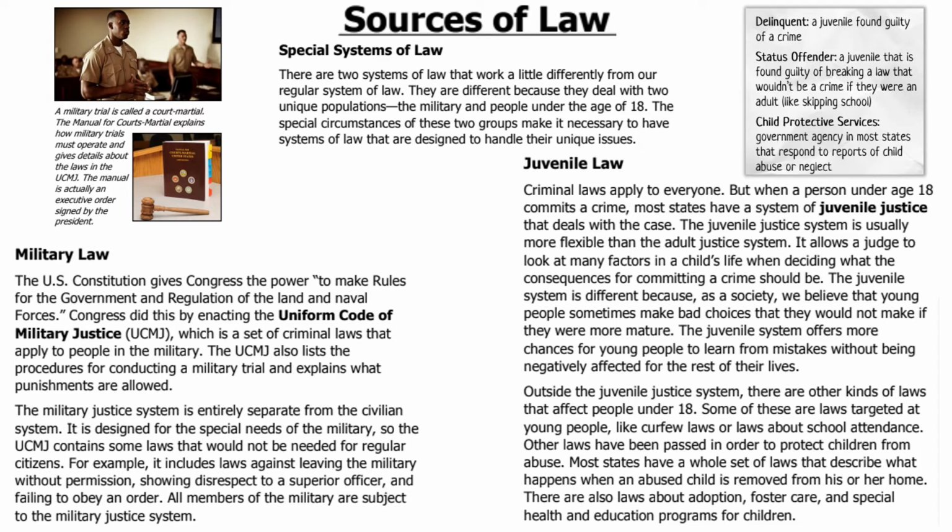The juvenile system offers more chances for young people to learn from their mistakes without being negatively affected for the rest of their lives. Outside the juvenile justice system, there are other kinds of laws that affect people under 18. Some of these laws are targeted at young people, like curfew laws or laws about school attendance. Other laws have been passed in order to protect children from abuse. Most states have a whole set of laws that describe what happens when an abused child is removed from his or her home. There are also laws about adoption, foster care, and special health and education programs for children.